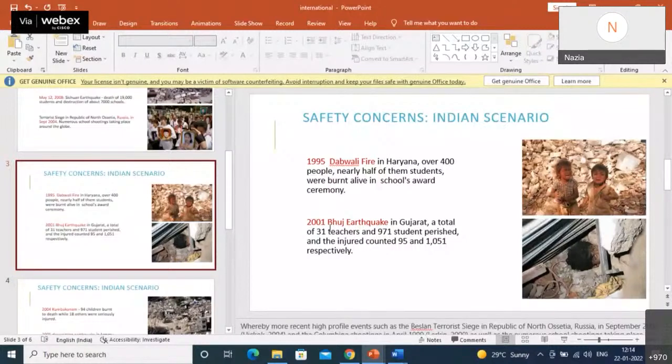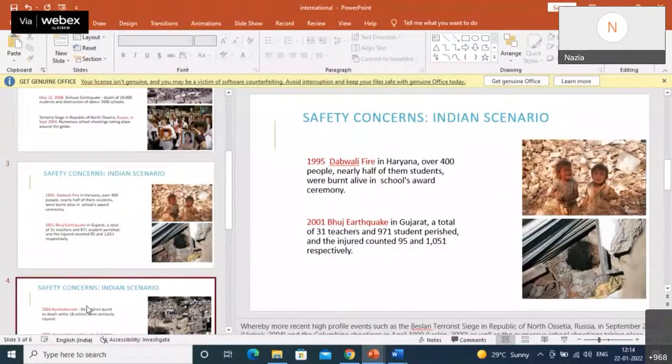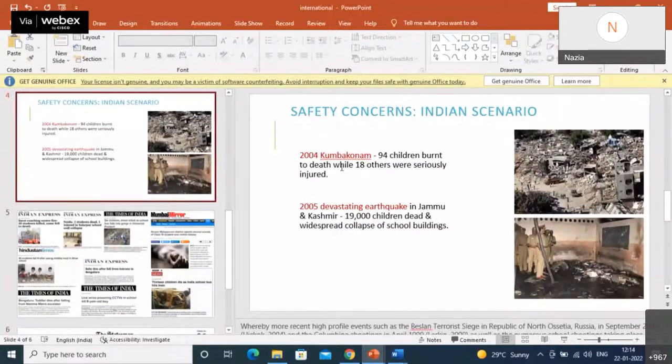In 2001, Bhuj earthquake in Gujarat, a total of 31 teachers and 971 students. In 2004, Kumbakonam, 94 children burned to death while 18 others were seriously injured. In 2005, devastating earthquake in Jammu and Kashmir, 19,000 children dead and widespread collapse of school buildings.